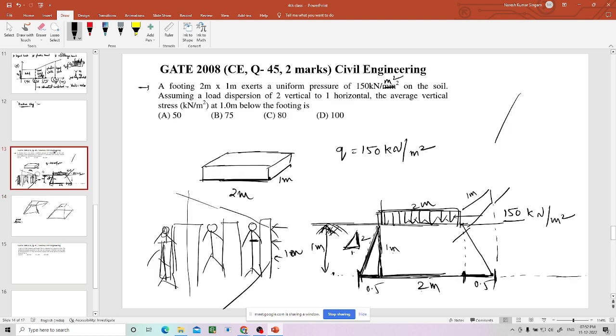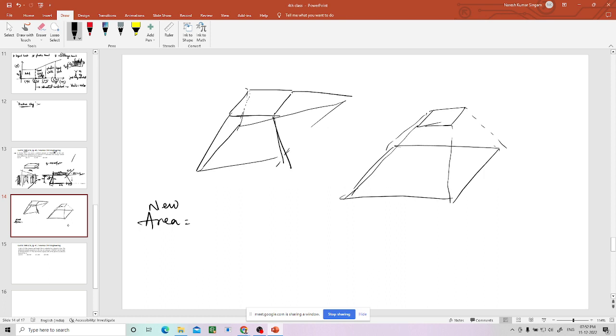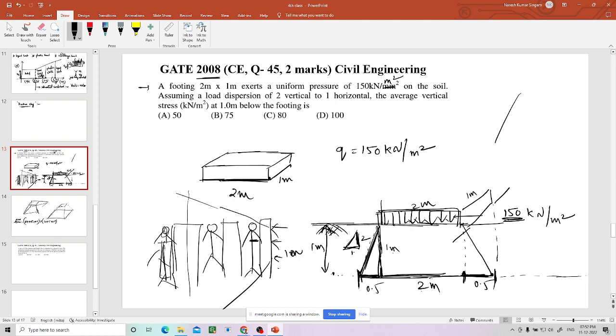This is a 2 marks question from 2008. Very simple. New area is 2 plus 0.5 plus 0.5 multiplied by 1 plus 0.5 plus 0.5. This is the new area. But what is the load? It is given in terms of 150 kilonewton per meter square. So this 150 is first converted into point load. How to convert it into point load?